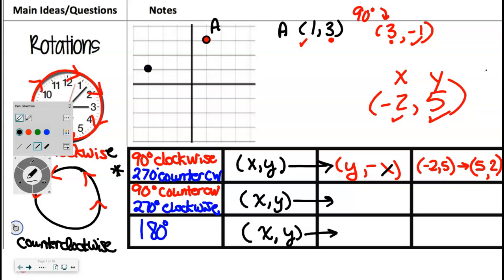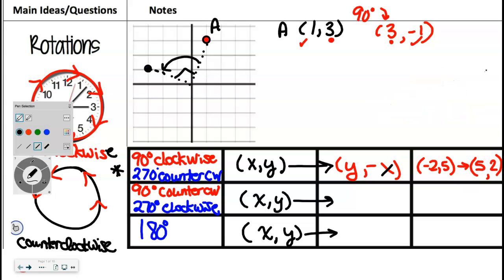And if you take a look, I'm going to go in, and I'm going to go out, and you'll see that I rotated it 90 against the clock. So when I go up here and I'm going to say, well, what rule will do that without me having to physically do it?